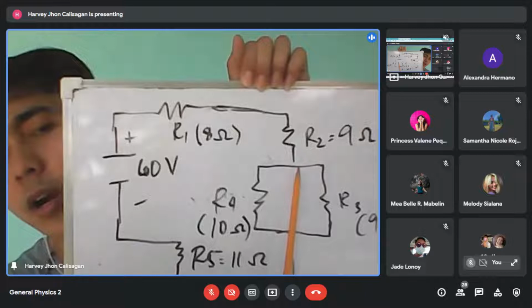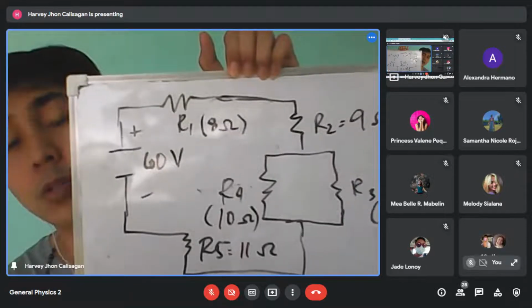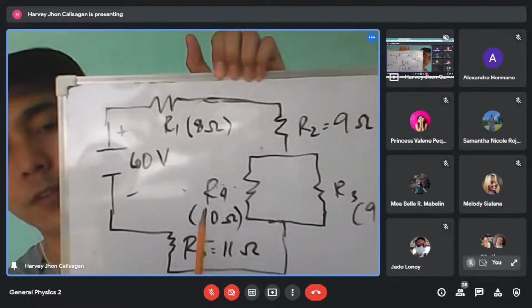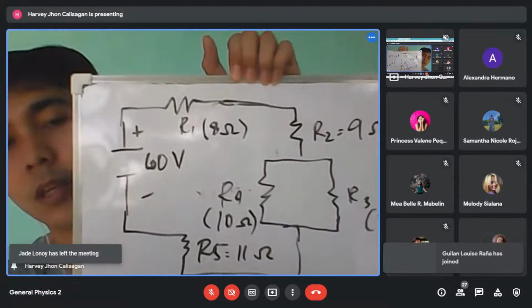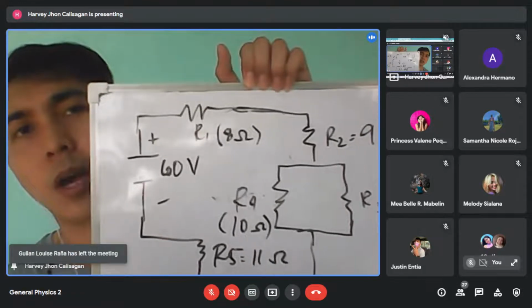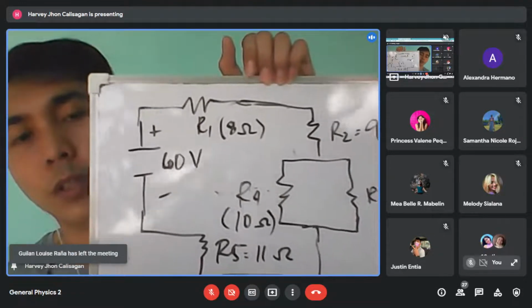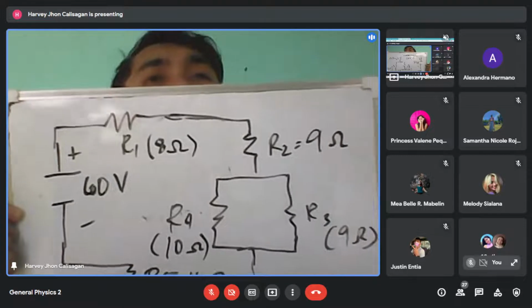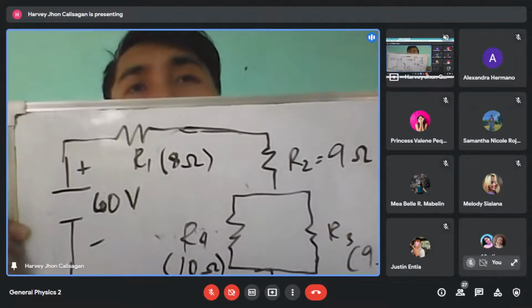Those five resistances will be reduced into four, because we have a parallel circuit here that needs to be solved. We want the whole process to be just a series circuit. So the first thing to do is, of course, to identify the answer for this parallel circuit. And we have to find the current. So how do we solve for the current? To solve the current, we have to identify first how we will simplify the parallel circuit into a series circuit.